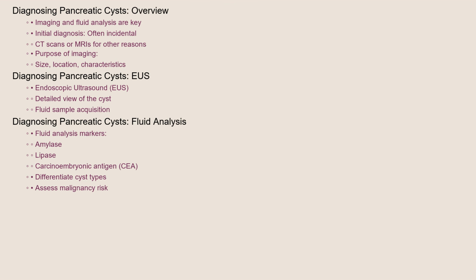Diagnosing pancreatic cysts involves a combination of imaging and fluid analysis. Initial diagnosis often occurs incidentally through imaging studies performed for other reasons, such as CT scans or MRIs of the abdomen. These scans help determine the size, location, and characteristics of the cyst. Endoscopic ultrasound (EUS) is often performed to get a more detailed view of the cyst and to obtain a fluid sample. This fluid is then analyzed for various markers, such as amylase, lipase, and carcinoembryonic antigen (CEA), to help differentiate between different types of cysts and assess the risk of malignancy.